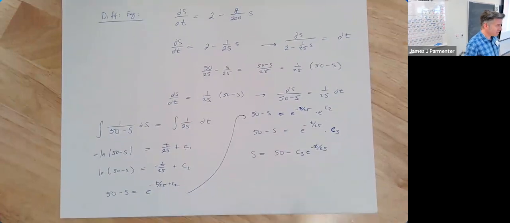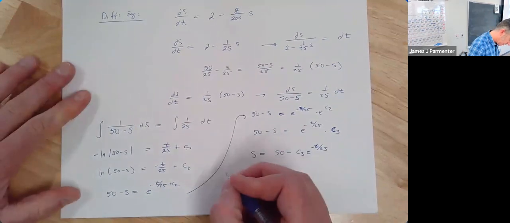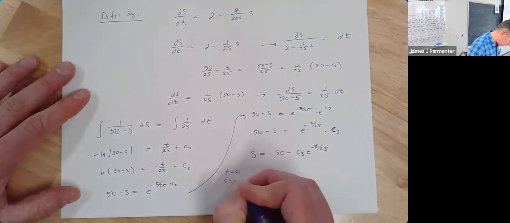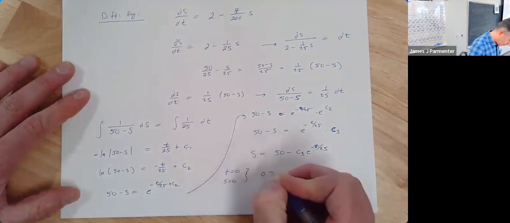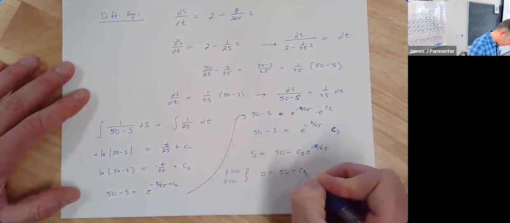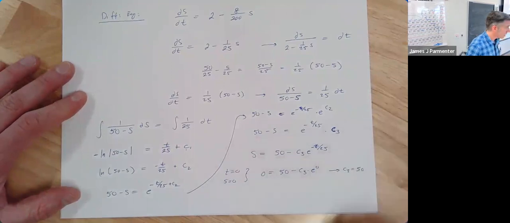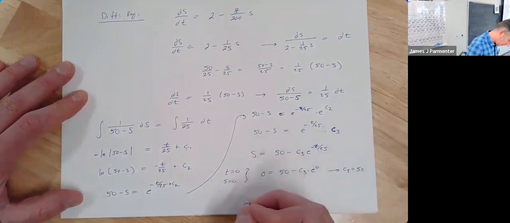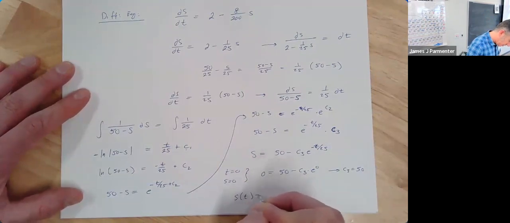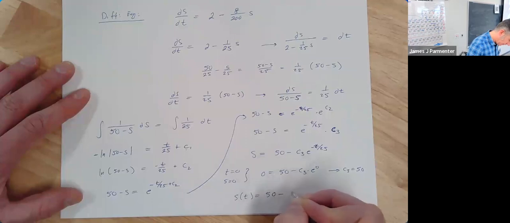And then if we use our initial condition, we set t equal to 0 and s equal to 0, we end up getting 0 equal to 50 minus C3 times e to the 0, which gives us that C3 equals 50. And our solution is the same. Our solution is going to be that s of t equals 50 minus 50 e to the negative t over 25.